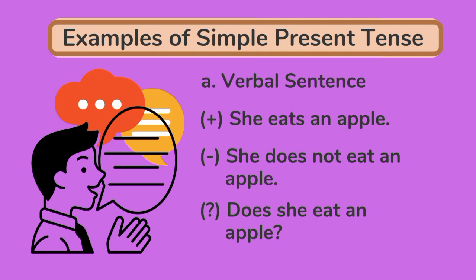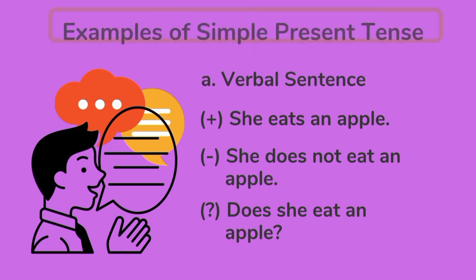The next is the example of interrogative form. Does she eat an apple? Does plus she as a subject, eat as a verb, plus an apple as an object.